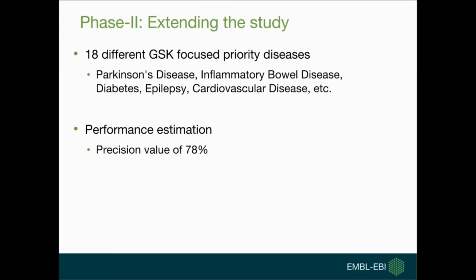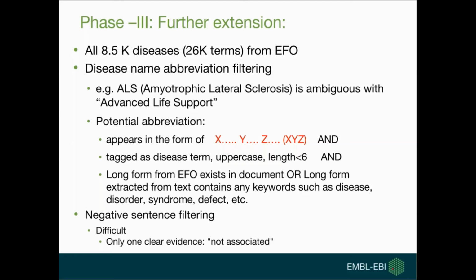In the second phase, we extended the study to 18 different GSK-focused priority diseases. Some of those diseases are Parkinson's disease, inflammatory bowel disease, diabetes, epilepsy, and cardiovascular diseases. We re-estimated the performance to be sure that the system is still stable, and the precision was estimated as 78%. In the third phase, we further extended the study to all 8,500 diseases from EFO.